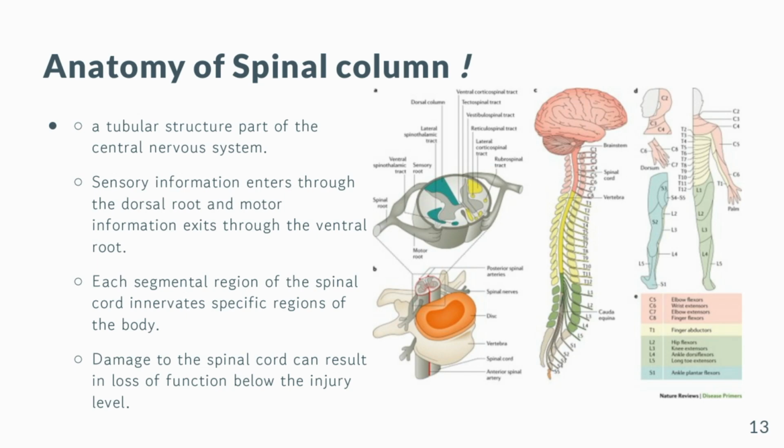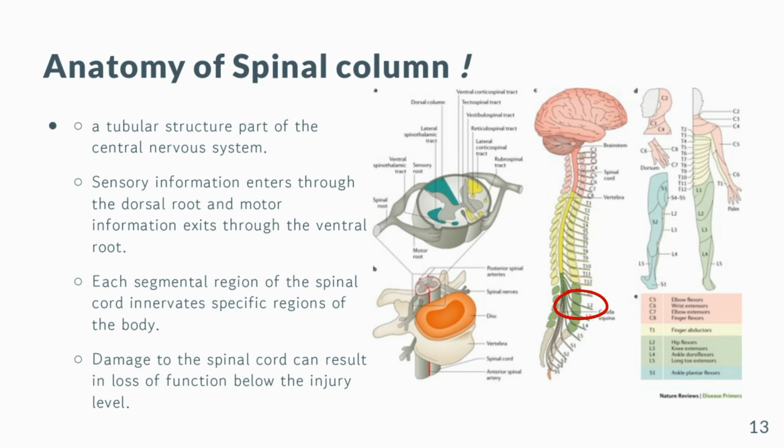Blood is supplied to the spinal cord by spinal arteries, and it is also surrounded by cerebrospinal fluid contained within the pachymeninges. Each segmental region of the spinal cord innervates a specific region of the skin, muscle, or organ group. Damage to the spinal cord can result in partial or complete loss of function below the level of the injury.